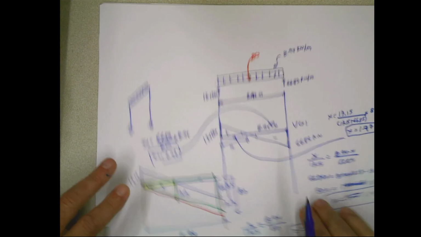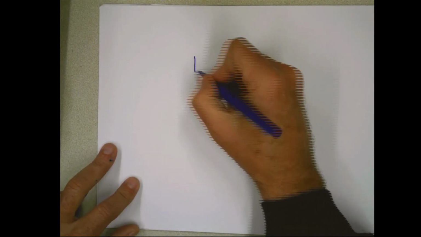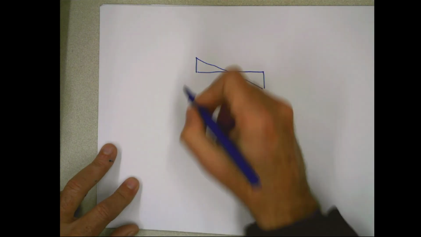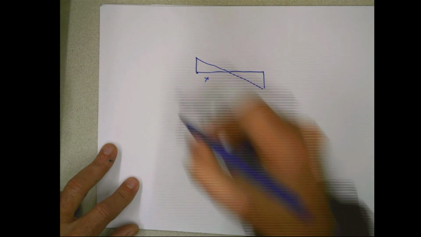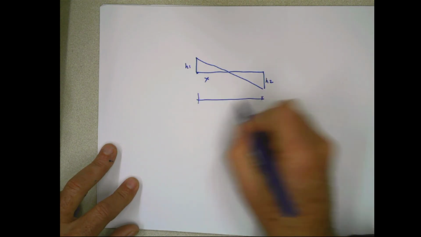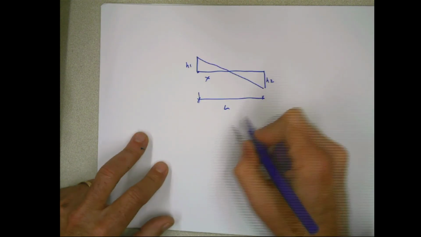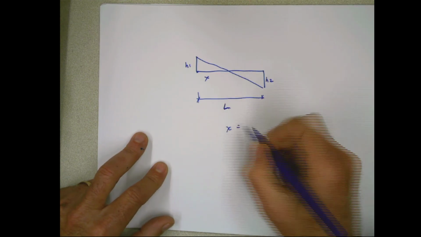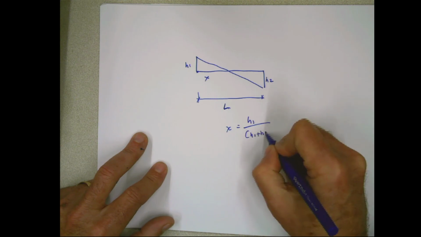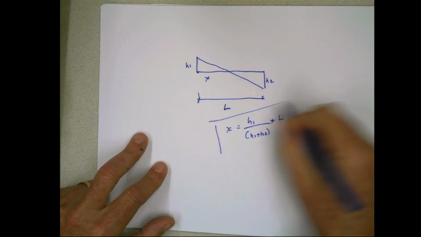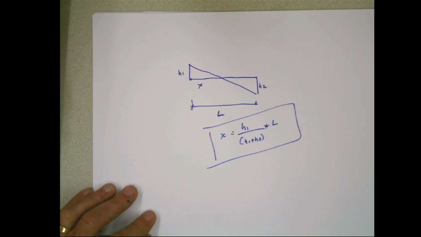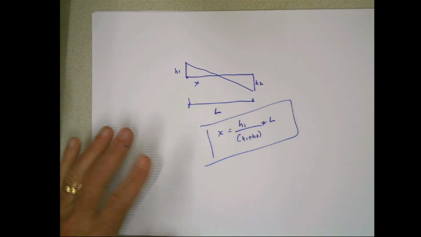Now, summarizing that, if you have these type of situations and you want to find the intersection of the line, what is this distance x? And you know this is h1 and this is h2, and the length is L. What you have to do is say that x is equal to h1 divided by h1 plus h2 multiplied by the length. I hope this clarification makes the problem easier or more clear.